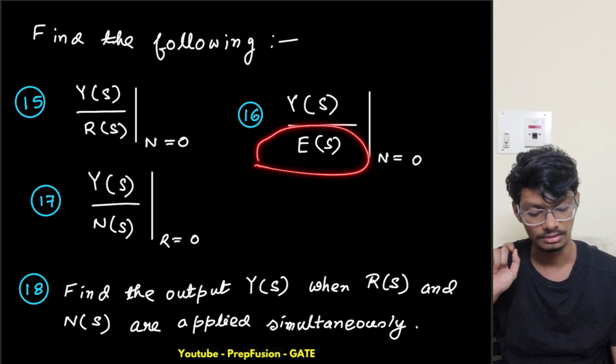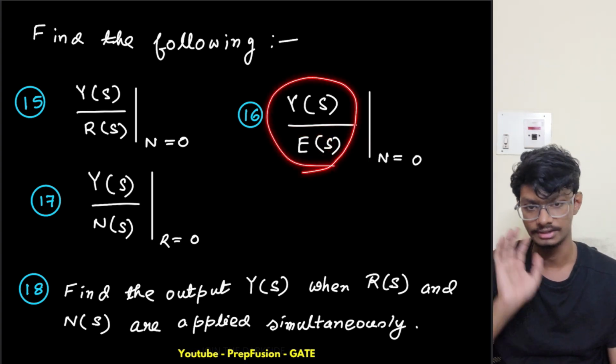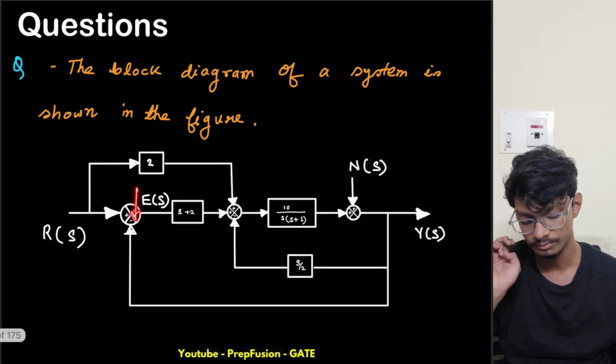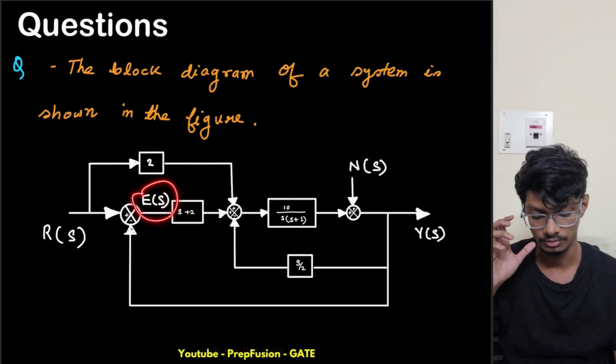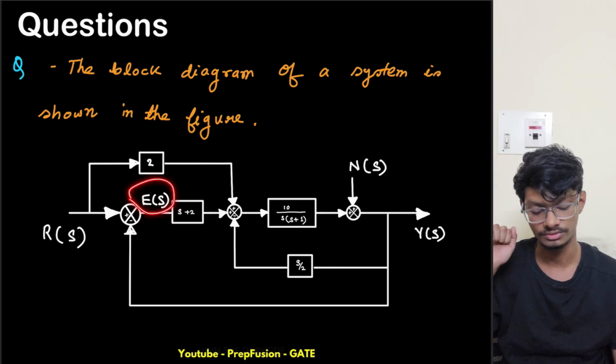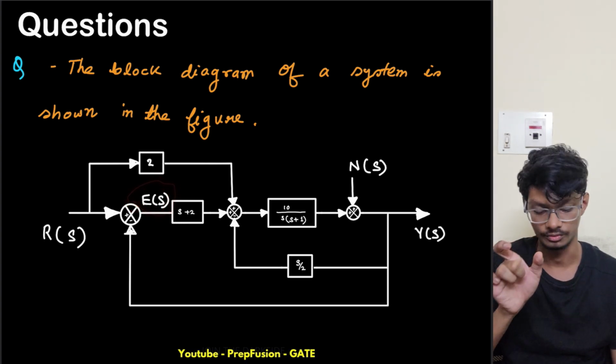And for this one, E of s, I will show you how to solve it. We can't directly solve using SFG because we are not giving an input here. This is not an input, okay. So for the first time, as I told you, we can't solve using SFG for something which is not an input. So how will we solve? I will show you, okay.